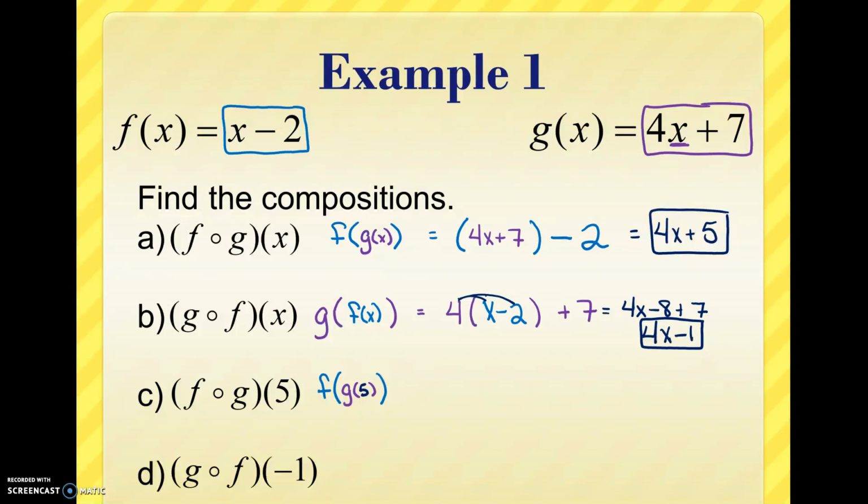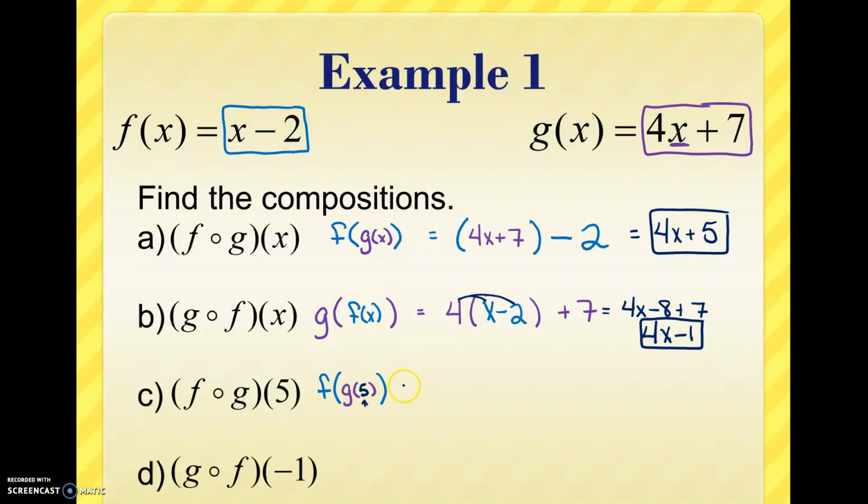We are going to take 5, plug it into the g function, get an answer, plug that answer into the f function. When it's written in this way, you start in the middle with this 5, plug the 5 into the g function, get your answer, and then plug that answer into the f function to get your final answer.